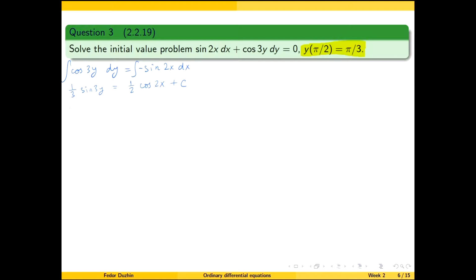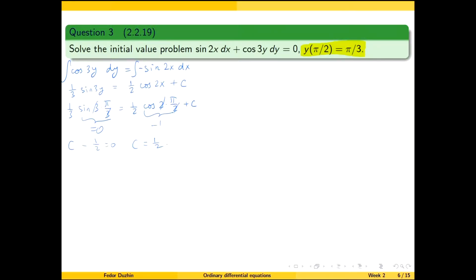So in the initial condition, 1/3 sine 3y, where y in the initial condition is pi over 3, so we write 1/3 sine of 3 times pi over 3 equals 1/2 cosine of 2 times pi over 2, since x in the initial condition is pi over 2, plus constant. Okay, then 3 over 3 cancels out, sine of pi is 0, so then 2 over 2 cancels out, cosine of pi is -1, and this whole thing becomes c minus 1/2 is 0, so the constant is 1/2.